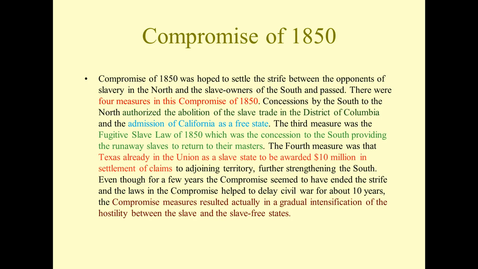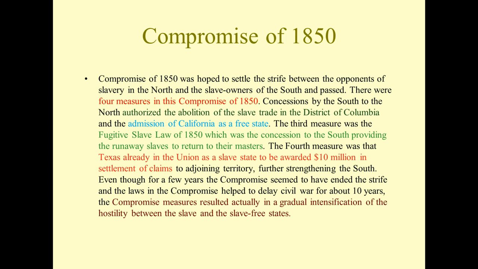The concessions to the North: the abolition of the slave trade in the District of Columbia. Slaves could still be bought and sold anywhere in the South with the exception of Washington, D.C., because Washington is the capital, and the Declaration of Independence talks about all men being created equal, and the Bill of Rights, the first 10 amendments, guarantees all the freedoms. So they kind of had to do that in the District of Columbia.